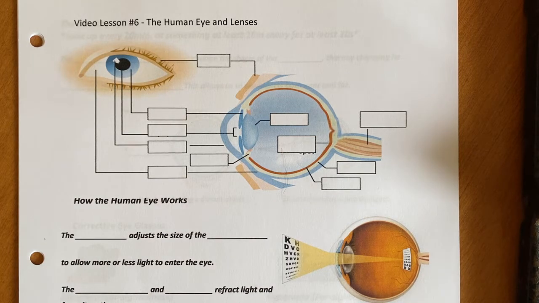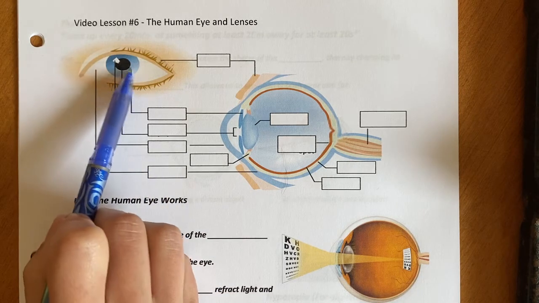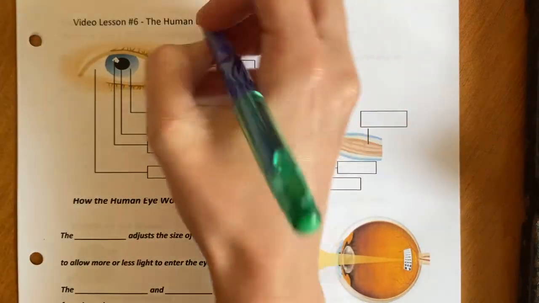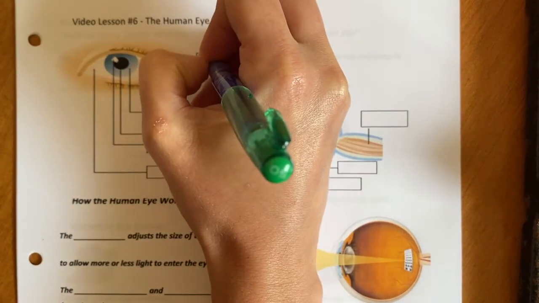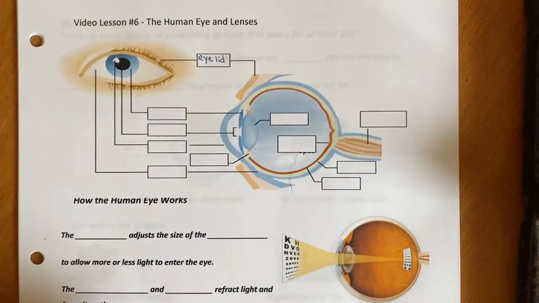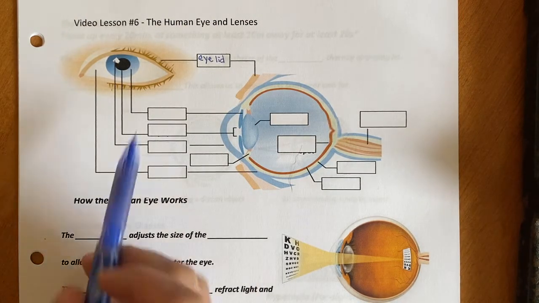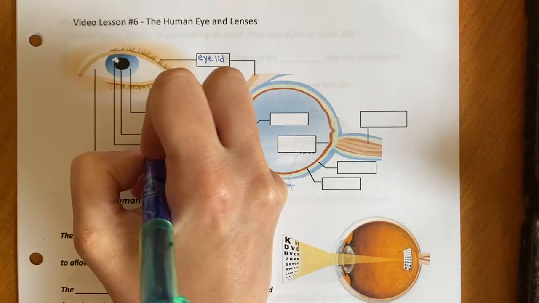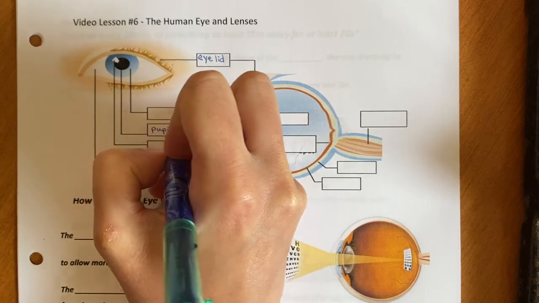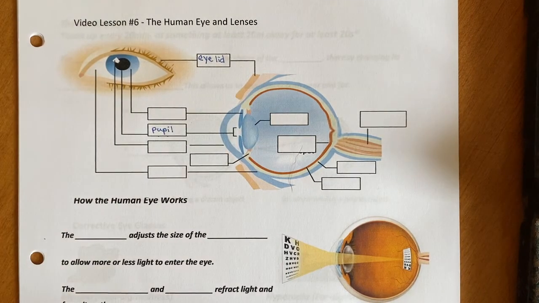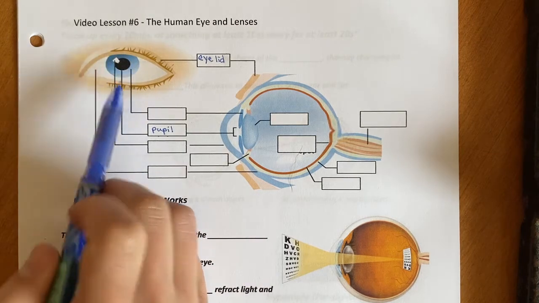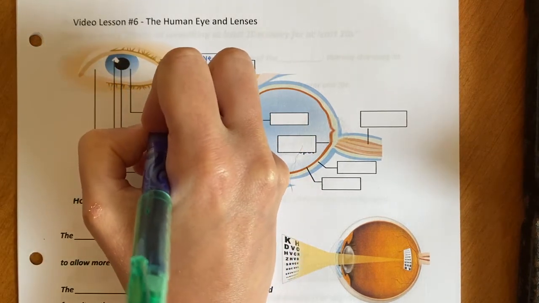So first of all, in your eye, let's start with the parts that you're probably the most familiar with, and those are the ones that you can see from the outside. So first we have an eyelid at the top, which we use to protect our eyes and keep them moist. Okay, then here, this black hole in the middle is the pupil. And it's a hole into your eye that allows light in. Around that, you have the colored part, which is called the iris.